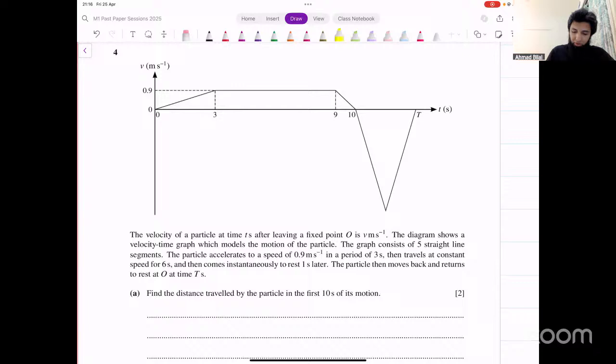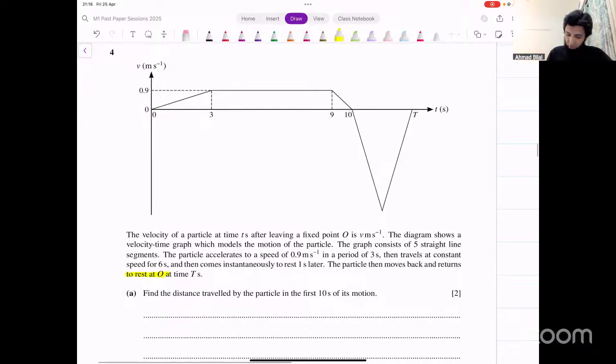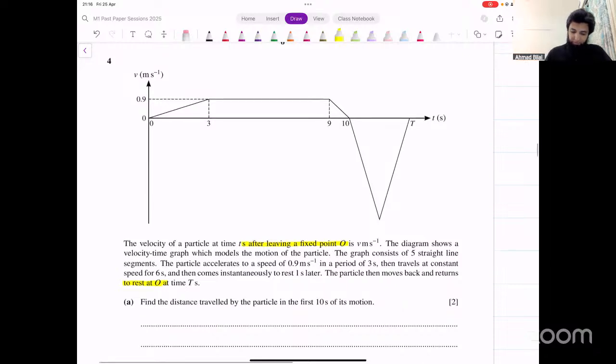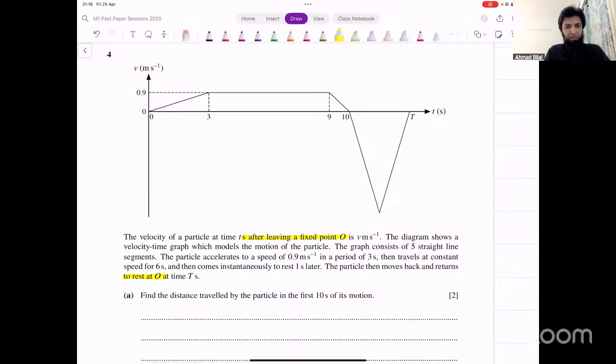Now, this is an important point. It comes to rest at O. It started from O, and it's also ending at O. So it has reached the same point that it started from. That means its displacement is going to be 0, or the distance traveled in one direction will be equal to the distance traveled in the other direction.